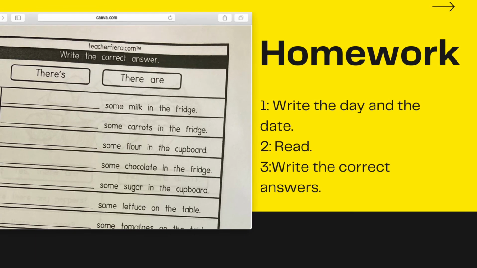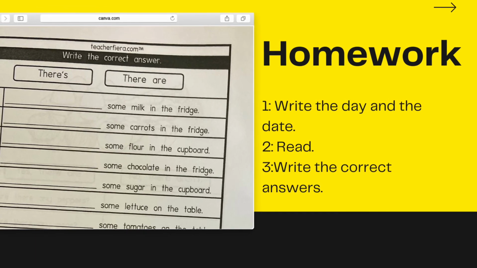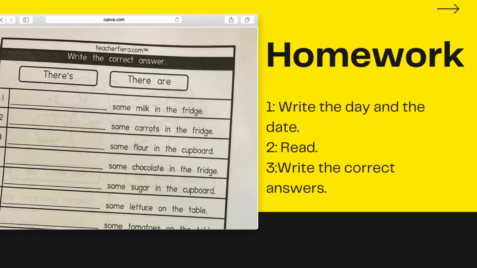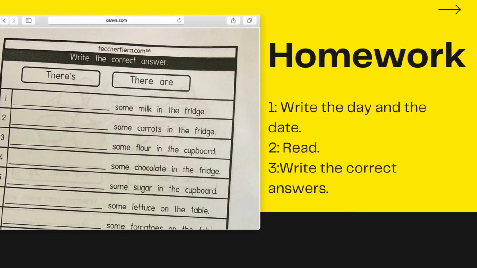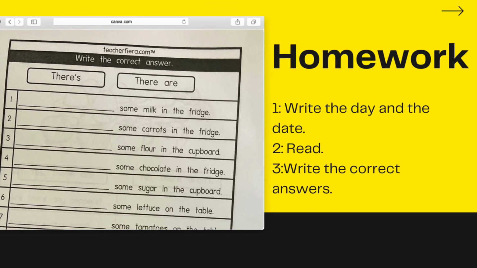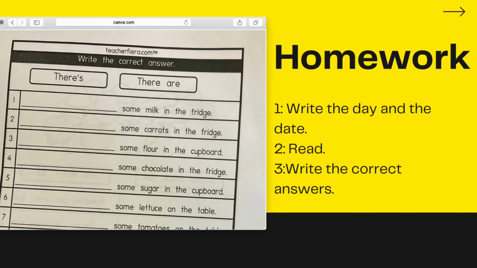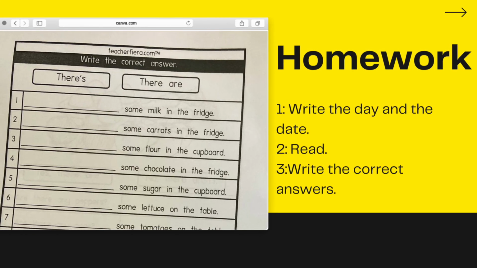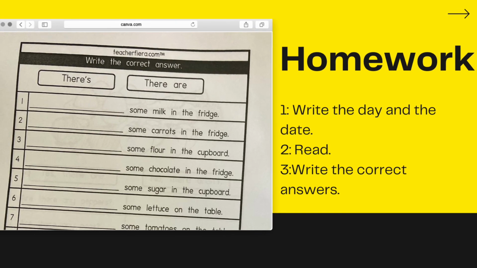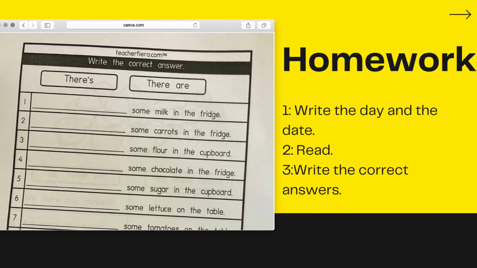And write the correct answer by completing the blanks with there's or there are. Now remember, there's we use with uncountable nouns. Okay, for example, there's some milk in the fridge. Now where there are we use with countable nouns. There are kita guna dengan benda yang boleh kira. For example, there are some carrots in the fridge.